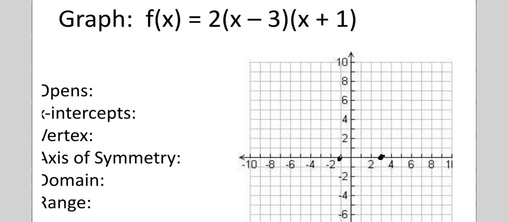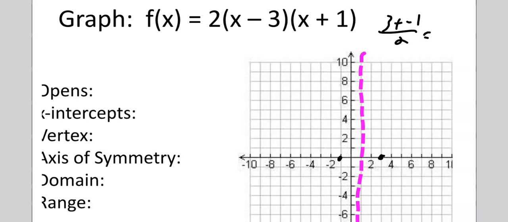So if we add them together and divide by 2, we'll get where the axis of symmetry is. So 3 minus 1 is 2. 2 divided by 2 is 1. That means the axis of symmetry is right here through x equals 1. Now think about it. 3 is 2 spaces away from 1, and negative 1 is also 2 spaces away from 1.